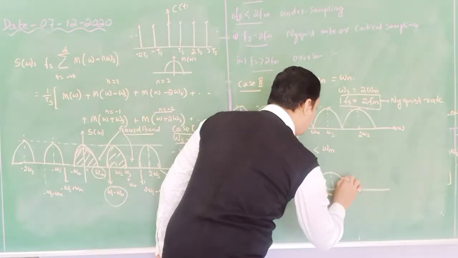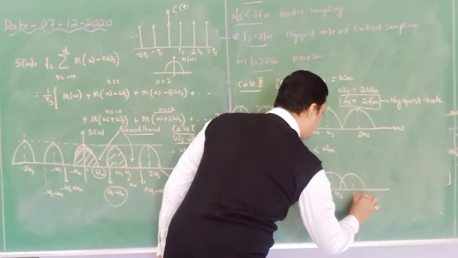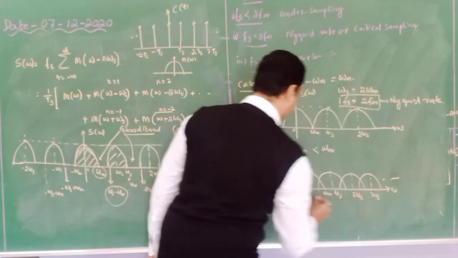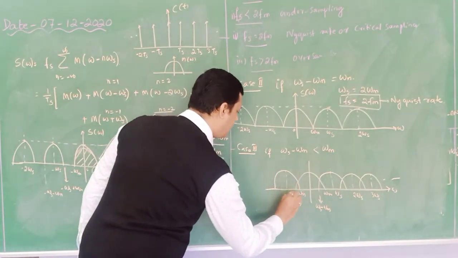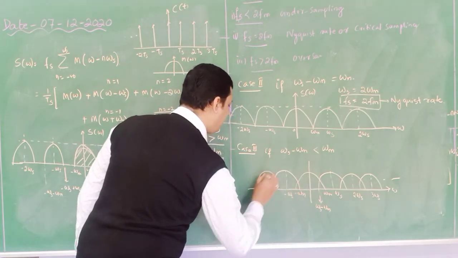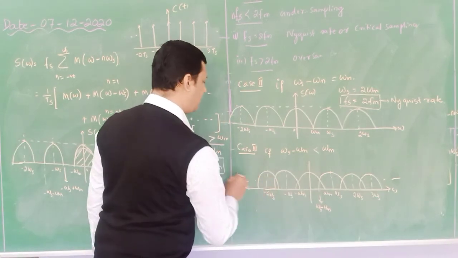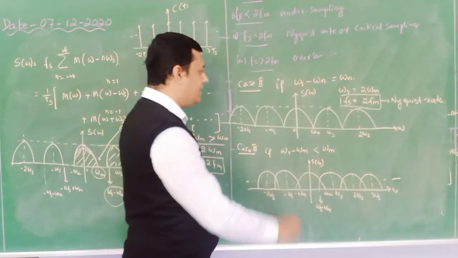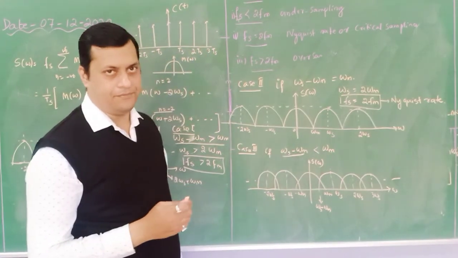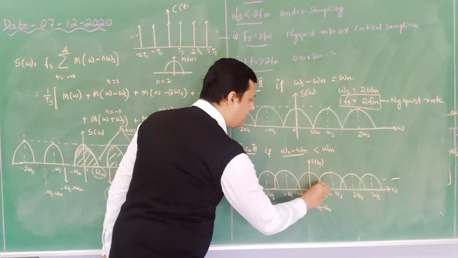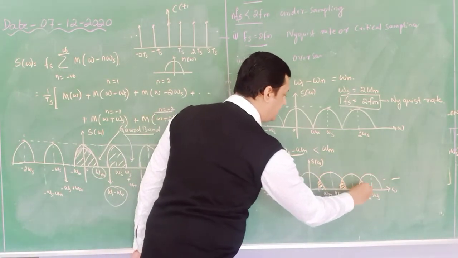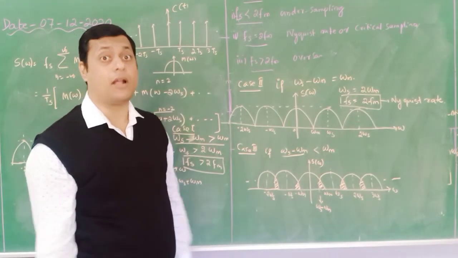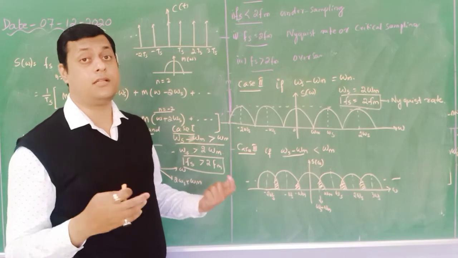Similarly, this is 2 omega s, similarly it is 3 omega s and so on. Similarly, here I can represent minus omega s, minus 2 omega s and so on, having the same amplitude s of omega. Now this indicates that if omega s minus omega m is less than omega m, then you will get some sort of overlapping in all these spectrums. This overlapping or intersecting of consecutive spectrums will contribute to the presence of noise, which means we cannot recover the original message signal.